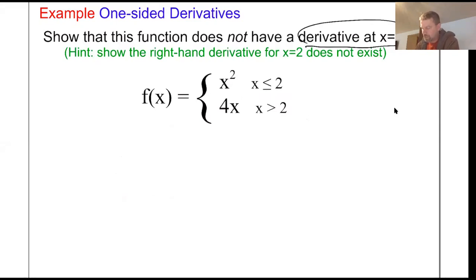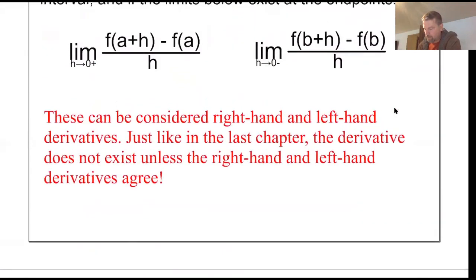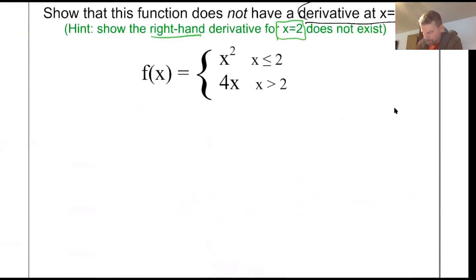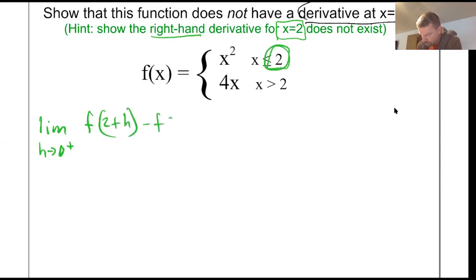In this particular case, I'm asking us to find the right-hand derivative for x equals 2. So the right-hand derivative would be this one, the derivative as h approaches 0 from the right-hand side. So we are going to find the limit as h approaches 0 from the right-hand side of f of a plus h, but in this case, my a is 2, so f of 2 plus h, minus f of 2, all over h. And we're just going to do the math to prove that it's not going to have a derivative. It's not going to have a slope at that point.